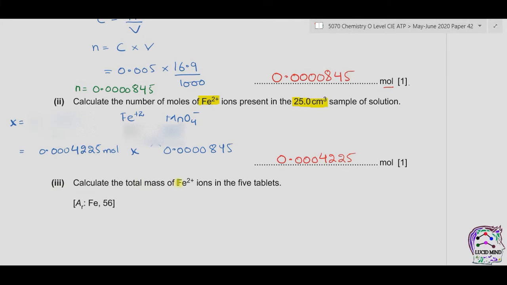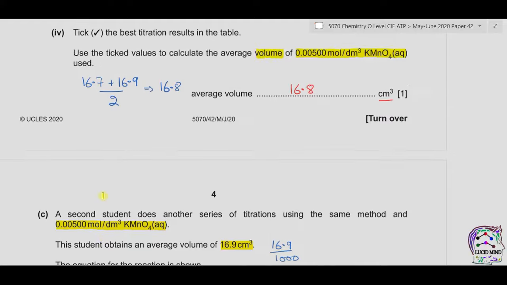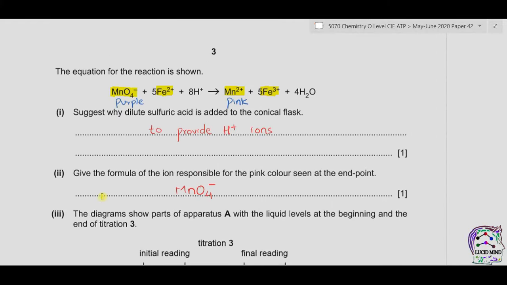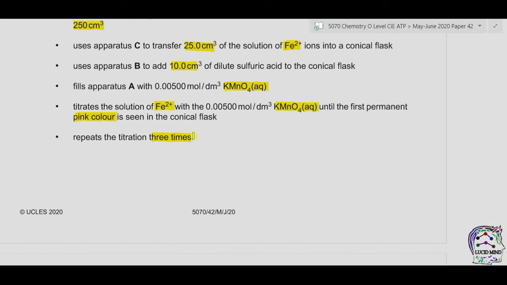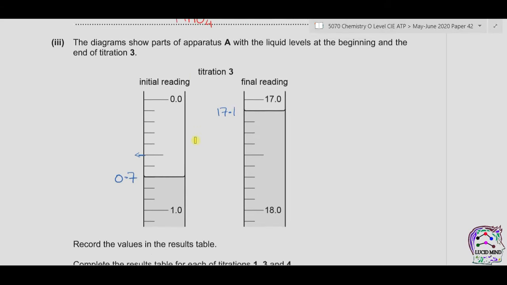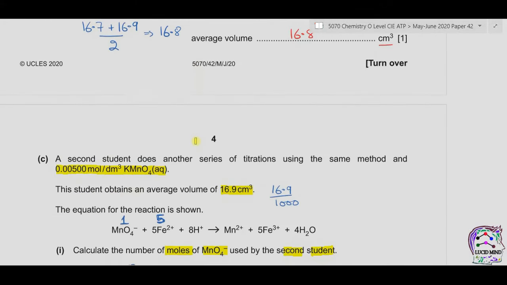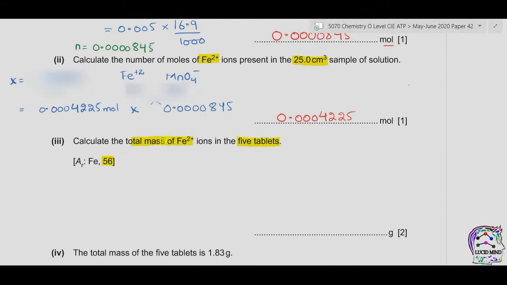Part 3, calculate the total mass of iron plus 2 ions in the 5 tablets. The atomic mass of iron is given, it is 56. In the question we can see that 5 iron tablets were crushed and dissolved to form 250 centimeter cube, while we have the number of moles from the 25 centimeter cube iron solution. So first we are going to find the mass of iron plus 2 in the 25 centimeter cube sample.